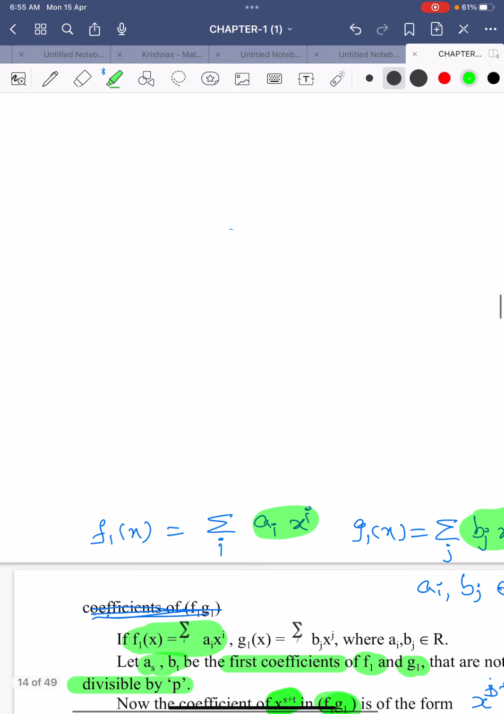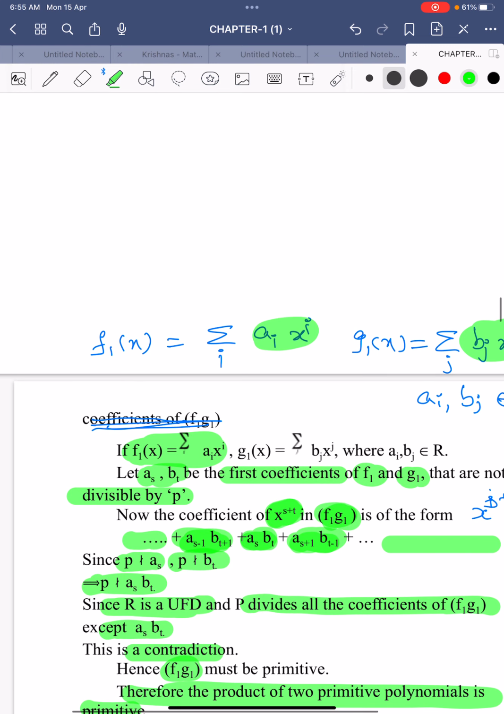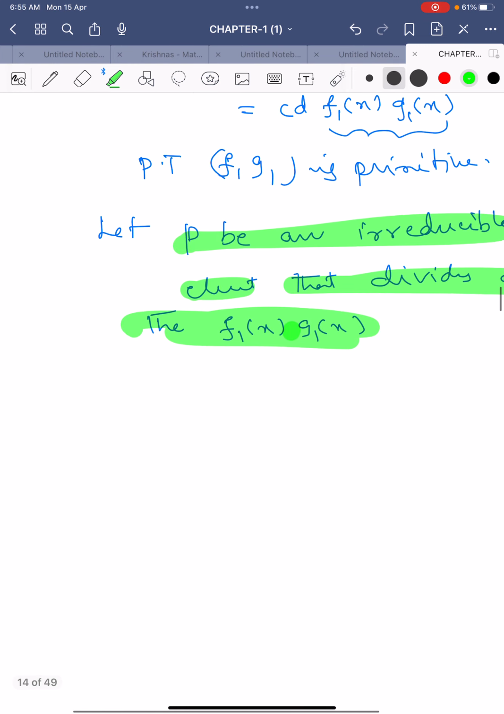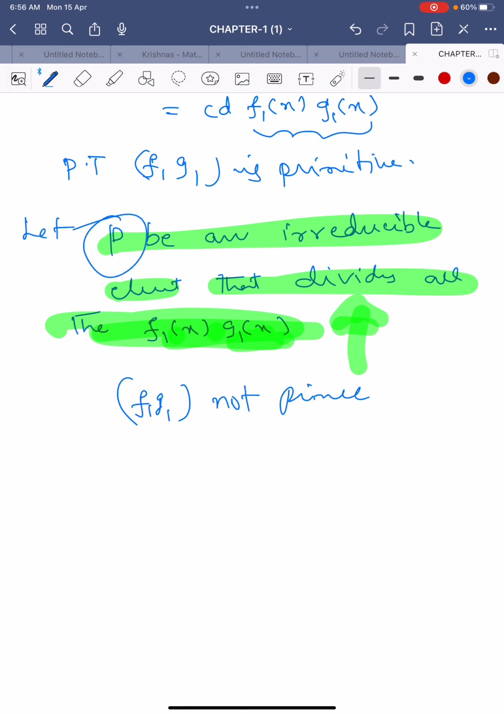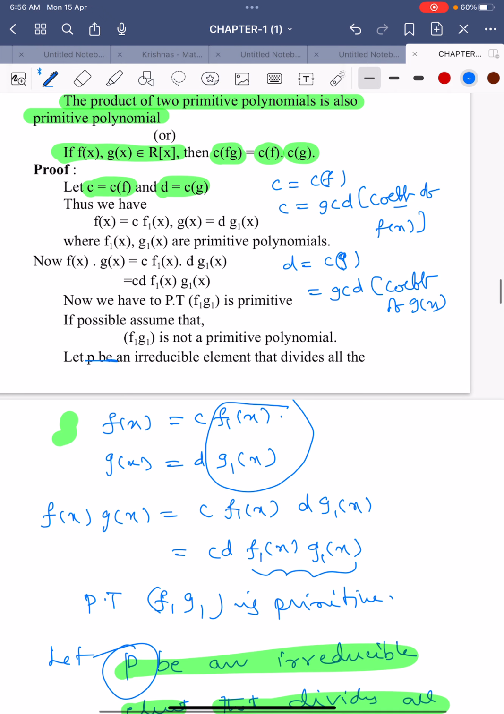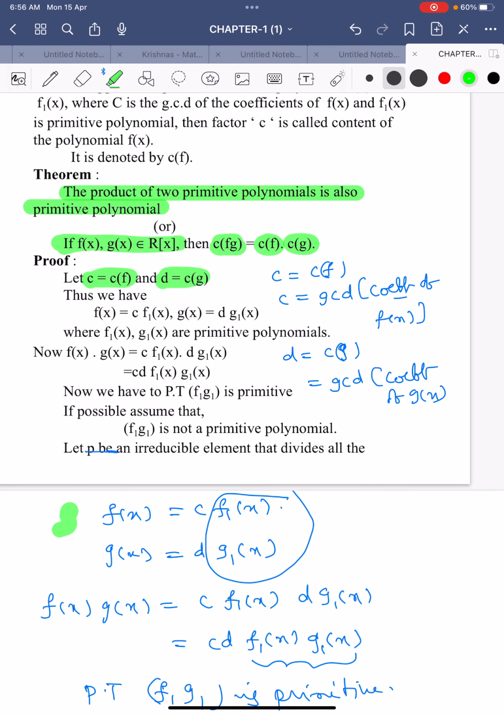Because of this condition, here let p be an irreducible element that divides all the coefficients of the product f1 of x into g1 of x, meaning we are assuming that the product f1 into g1 is not primitive. Then only it is possible, because capital R is a UFD. So anyway, remember this property: the product of two primitive polynomials is also a primitive polynomial.